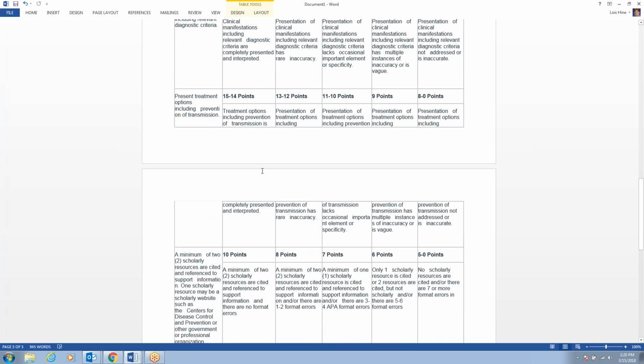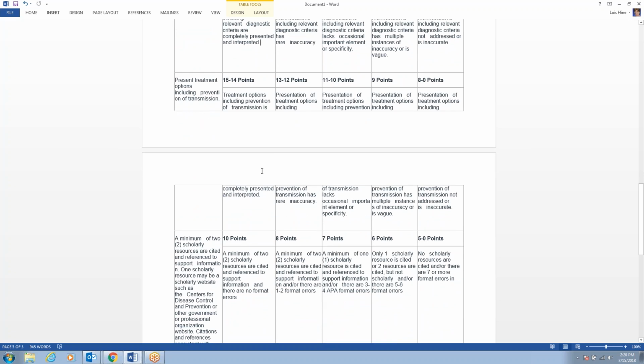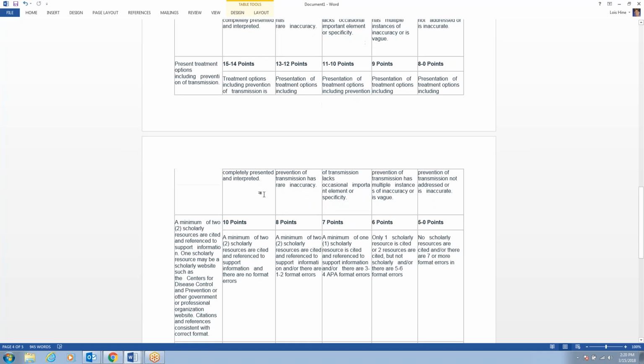Then present treatment options. So now that we know for sure they've got it, what are they going to have to take or do to get well again? So provide the treatment options, including prevention of transmission completely. And by completely interpreted, that means in layman's terms, tell us, are they going to have to take a medication? What medications? Are they on bed rest? Whatever it says that they need to do to feel better or get over this disease, you want to put that on the flyer.